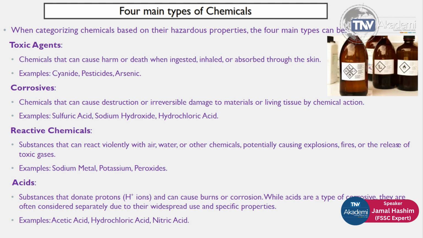Reactive chemicals, substances that can react violently with air, water or other chemicals, potentially causing explosion, fire or release of toxic gas. Example, sodium metal, potassium peroxide. Then acids, substances that donate proton, H positive ions, and can cause burns or corrosion. While acids are a type of corrosive, they are often considered separately due to their widespread use and specific properties. Example, acetic acid, hydrochloric acid and nitric acid.